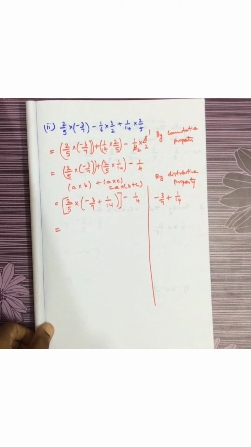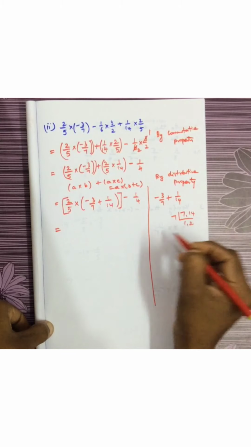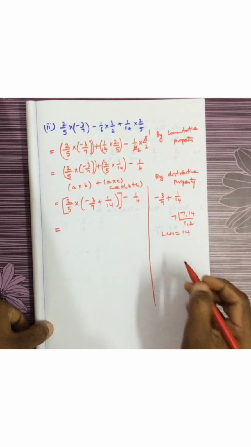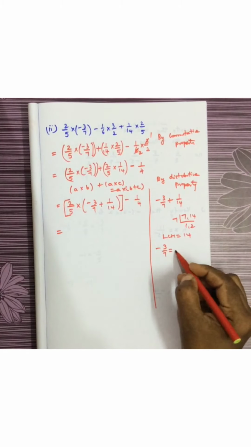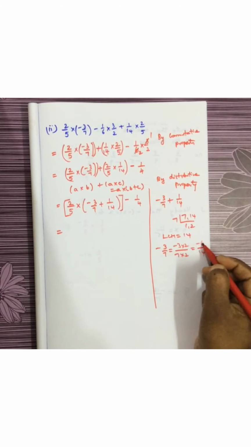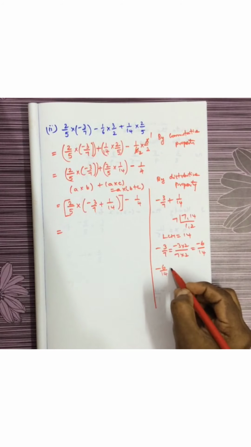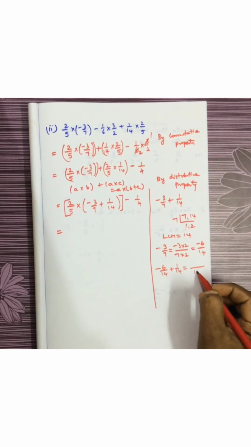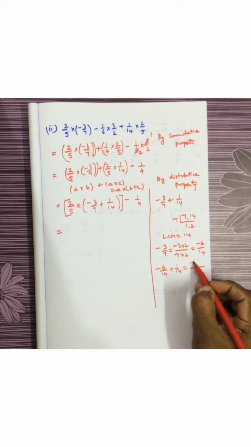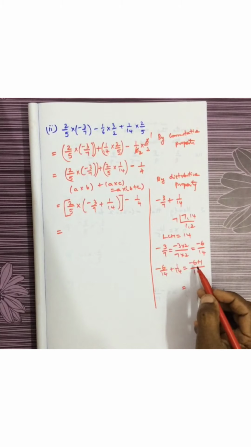So the denominators are different, so you have to take the LCM. LCM of 7, 14, 7: 7 2s are 14. So minus 3 by 7 equals, here it comes 14, 7 into 2, minus 3 into 2, minus 6. So instead of this minus 3 by 7, I am writing minus 6 by 14 plus 1 by 14. So 14 comes here. What is minus 6 plus 1? Minus 6 plus 1 equals, when symbols are different, do subtraction and put the greater number's sign. So 6 minus 1 is 5, put the greater number's sign, and 14.